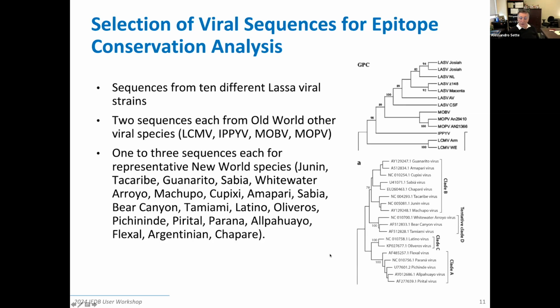And so the question becomes, if I were to develop a vaccine based on Lassa, would I get coverage of all different Lassa strains? Would I maybe get coverage of all Old World arenaviruses? Would I maybe be able to expand my coverage to New World arenaviruses?